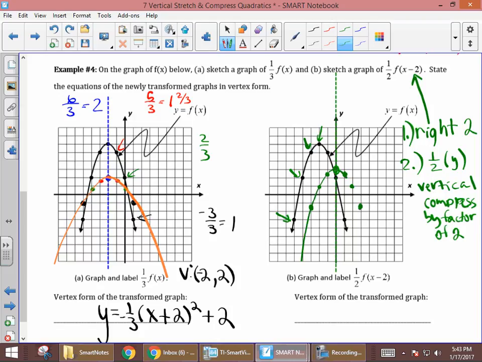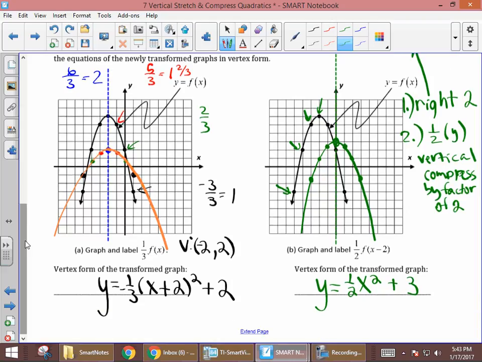So as you can see, it is opening a little bit wider, and it is right 2. The vertex form, y equals. It is on the y-axis, so this is just going to be x minus 0 squared, or x squared, plus 3. The only thing is, out front should be a 1/2.